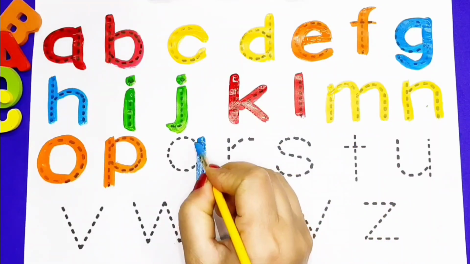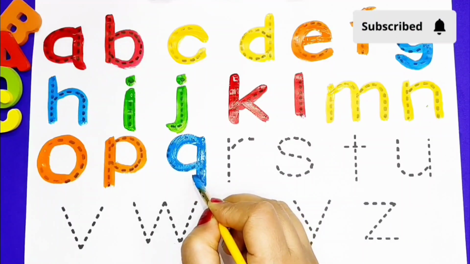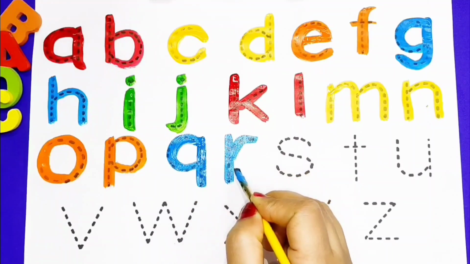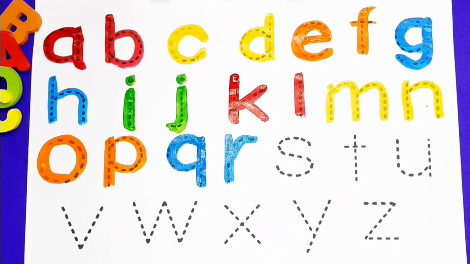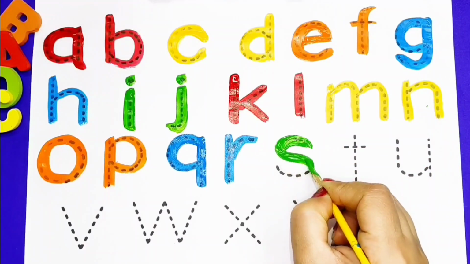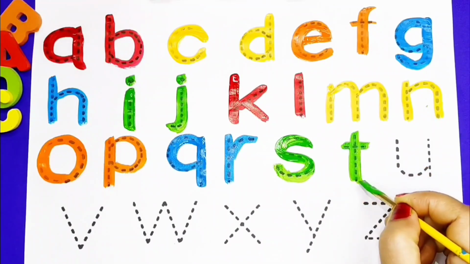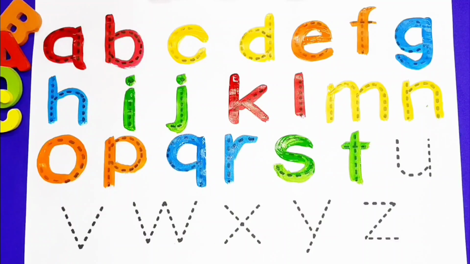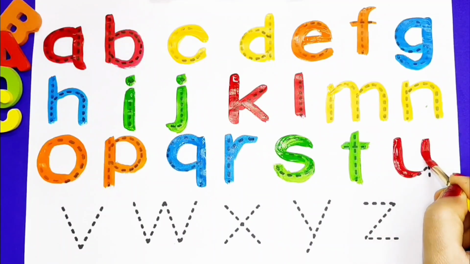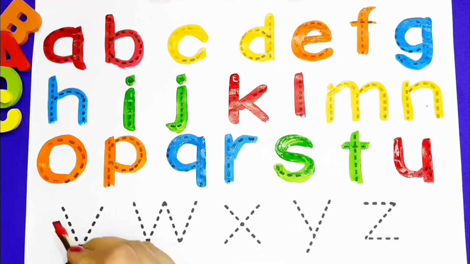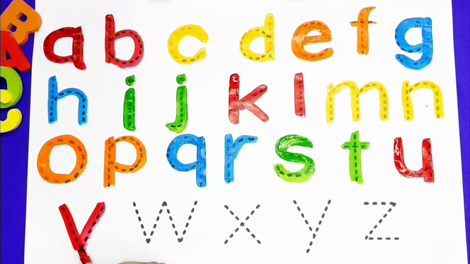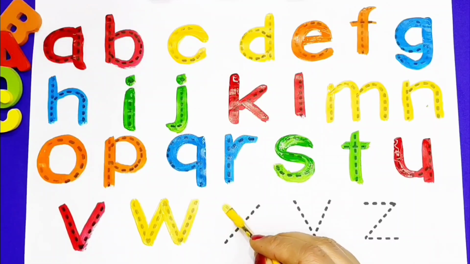Sky blue color. Q for queen. R for rose. Light green color. S for sunflower. T for tiger. Red color. U for unicorn. V for face. Yellow color. W for watermelon. X for Xmas tree.